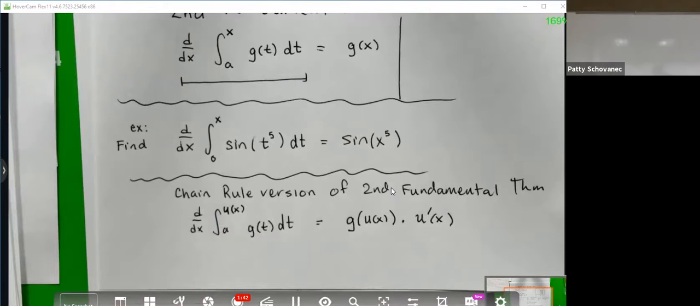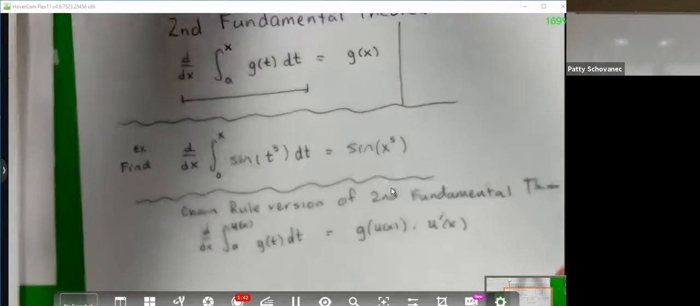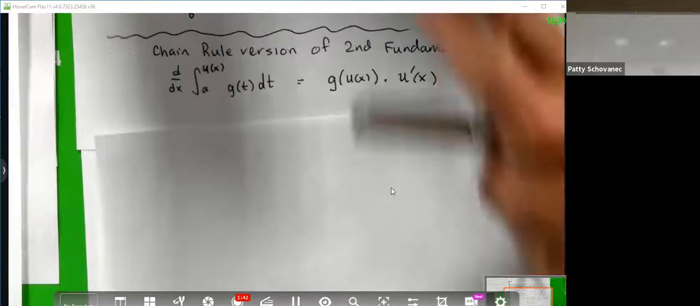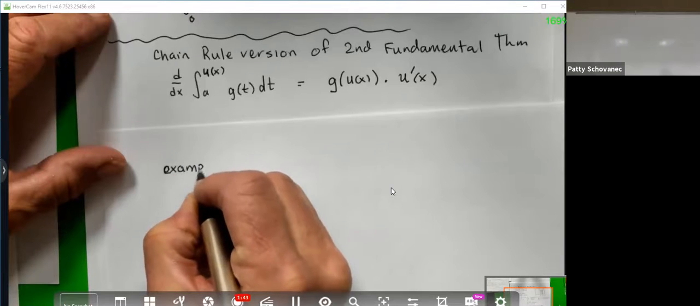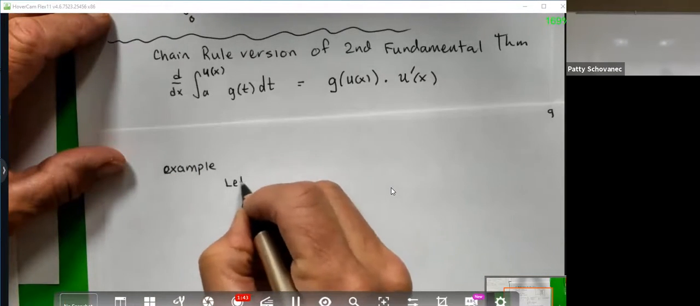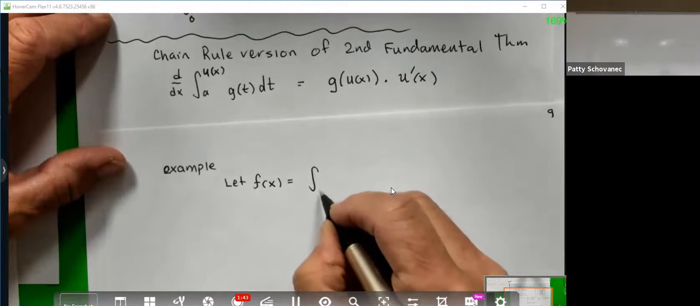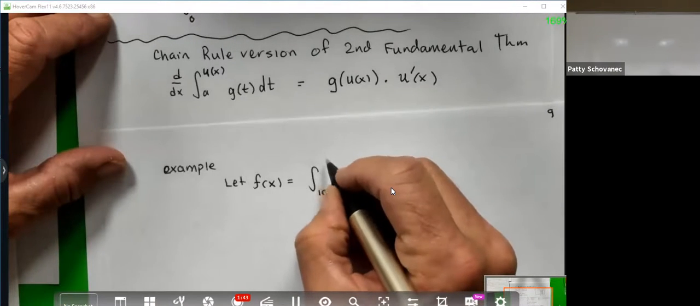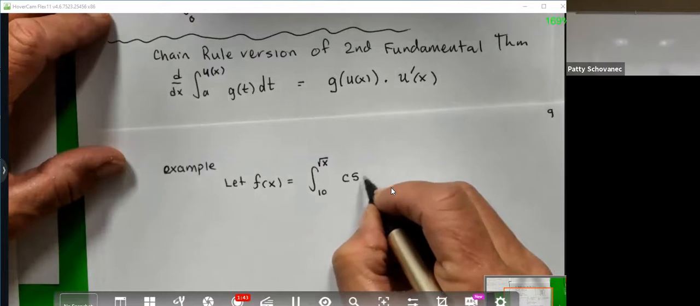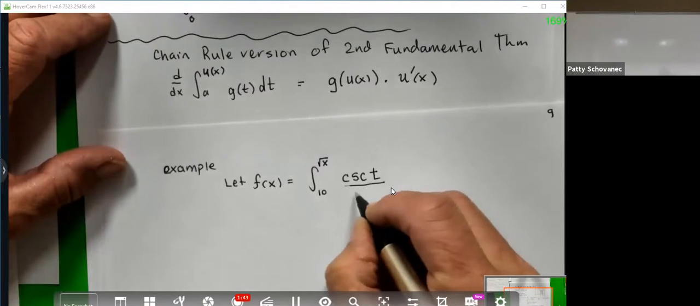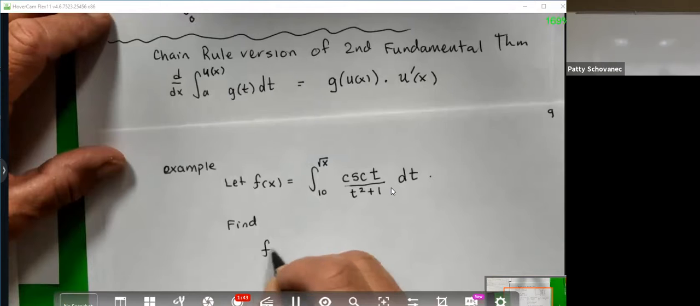And so, for instance, page 9 here. Let f of x be the integral from 10 to the square root of x of the cosecant of t divided by t squared plus 1 dt. Find f prime of x.